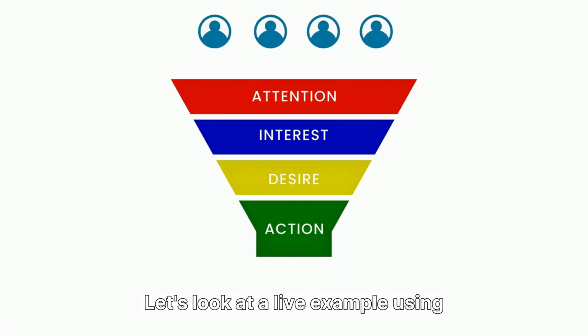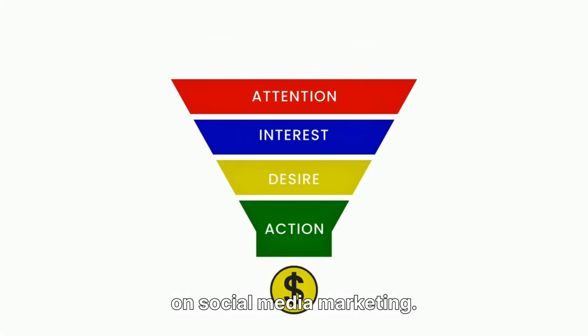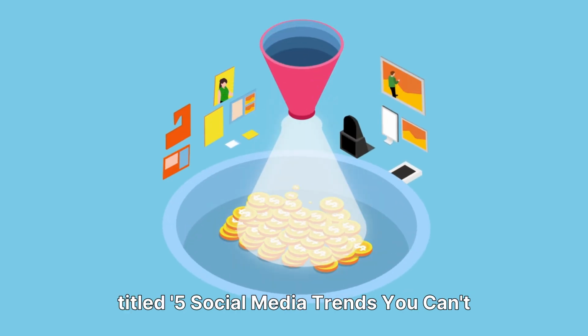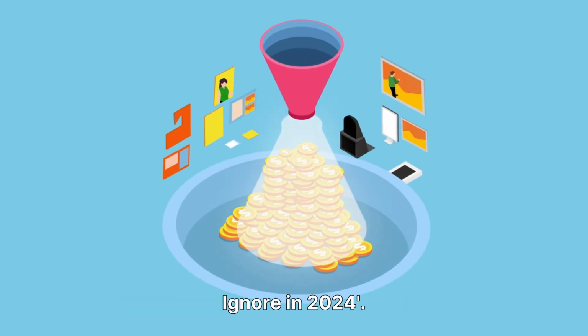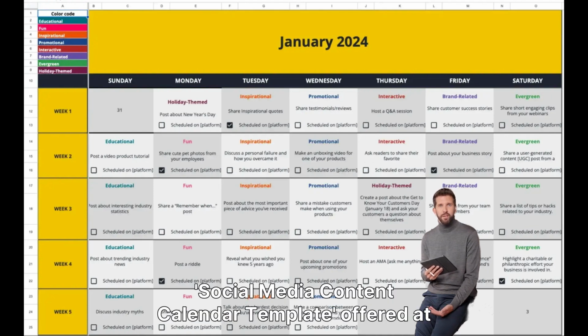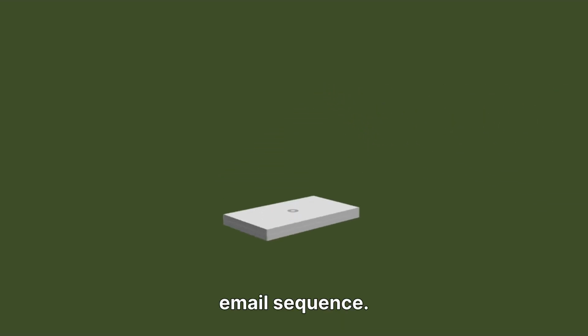Let's look at a live example using a simple digital product, an online course on social media marketing. Our content might be a blog post titled 5 Social Media Trends You Can't Ignore in 2024. The lead magnet could be a free social media content calendar template offered at the end of the blog post. Once they download it, they enter our email sequence.